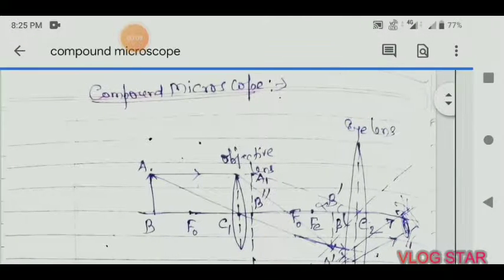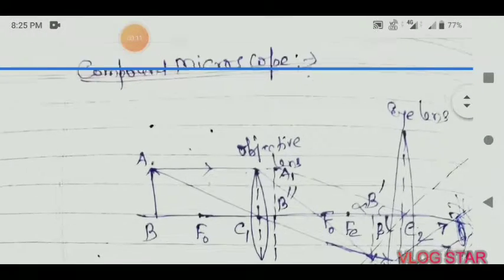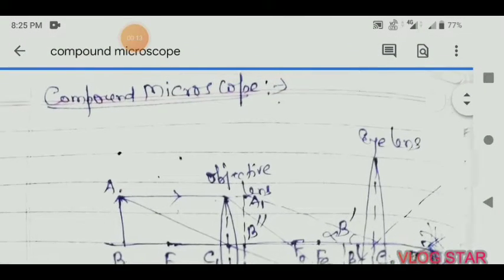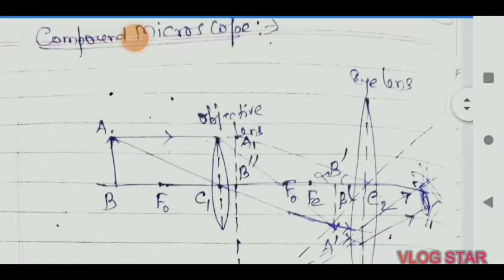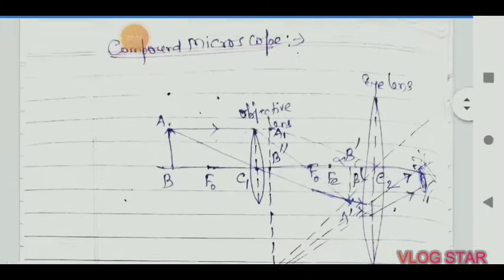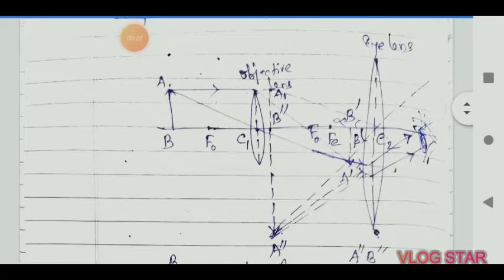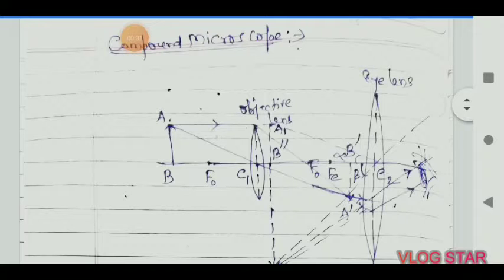Today we will see about the compound microscope. As the name suggests, it is a combination of two convex lenses of suitable focal length. By suitable arrangement, we can magnify objects to a large extent. Okay? You can see this one.